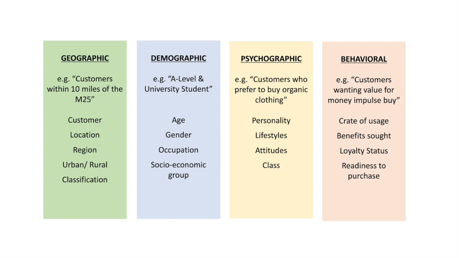So these can be split up into geographics, so for example, customers that live within 10 miles of the M25. Demographics, it could be somebody who's an A-level or university student. Psychographics, you could refer to consumers who prefer to buy organic clothing, that's their preference, that's something about their personality and lifestyle. And behavioural, things like customers wanting value for money and impulse buying. So you're looking at the benefits sought, their loyalty status and their readiness to purchase. Those are the 4 main segments that we talk about.